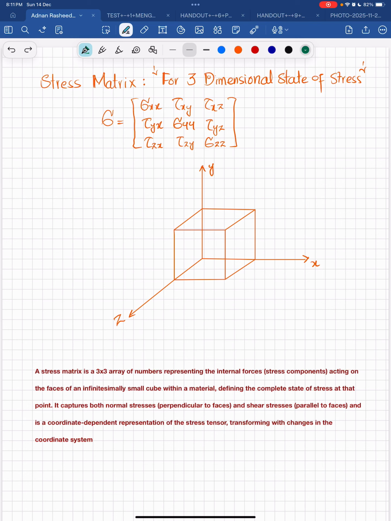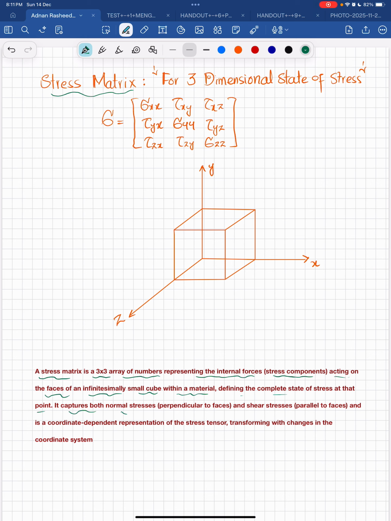Welcome back. In this video, I am going to show you what a stress matrix is and how you will represent this stress matrix on a three-dimensional state of stress. We can define a stress matrix as a 3 by 3 array of numbers representing the internal forces, which are stress components, acting on the faces of an infinitesimally small cube within a material, defining the complete state of stress at a point.